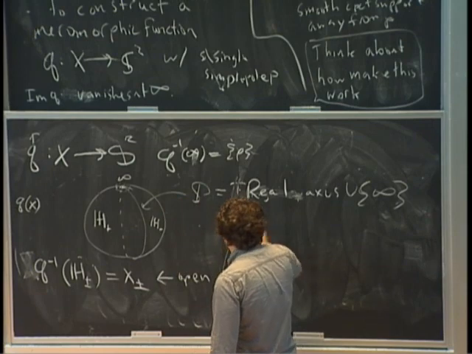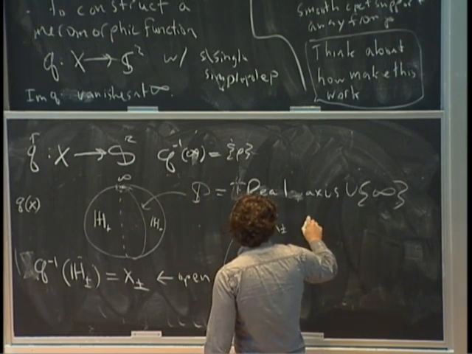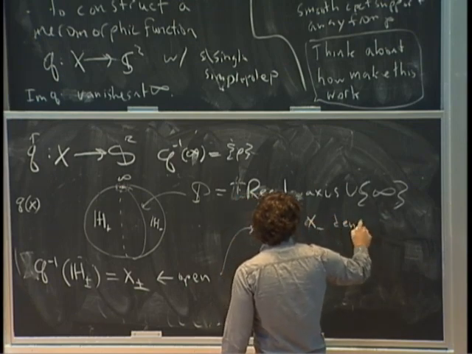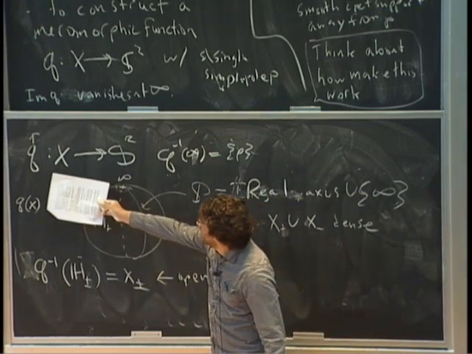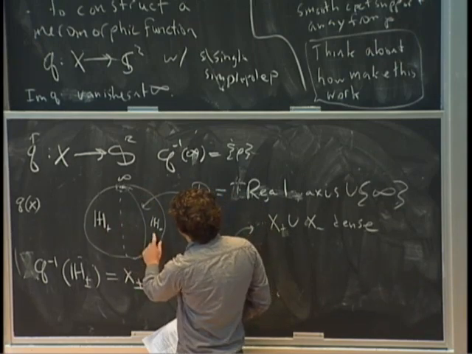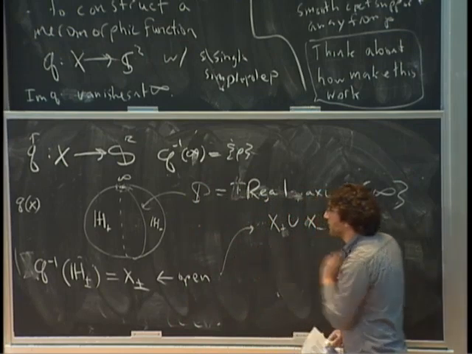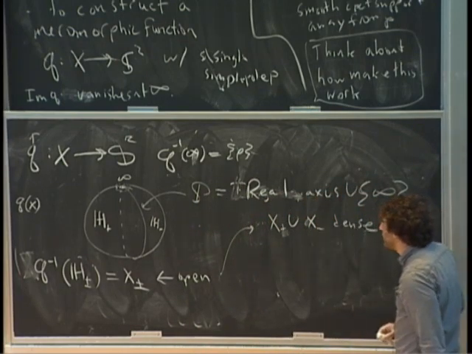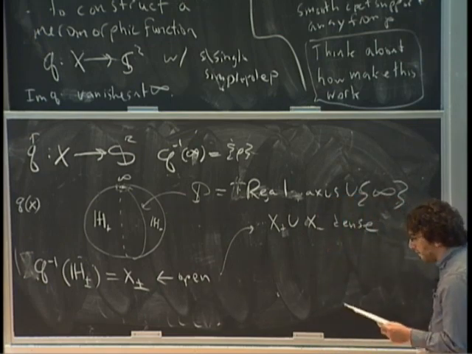the claim is that these guys are dense. So it's dense because the holomorphic map is always an open map, and the complement of H plus union H minus is this S1. So that means the set of points that get mapped to the S1 can't have interior. So that tells us that this is dense. So it's an open dense subset of X.